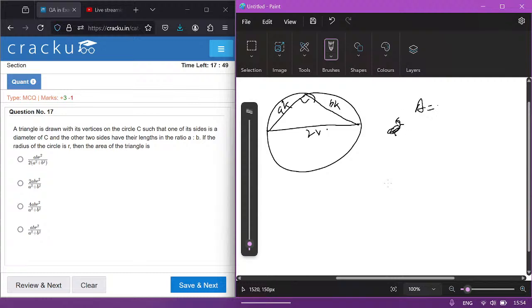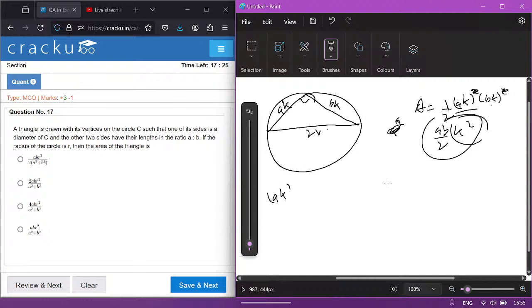So area would be half into ak into bk, half into base into height. So this will be ab by 2 into k square. This is the area. Now I think we'll have to find k, right? Right, I got it now.